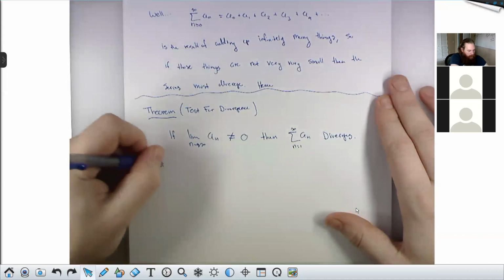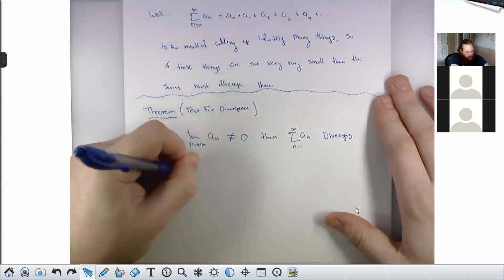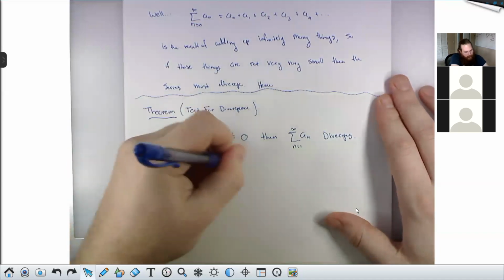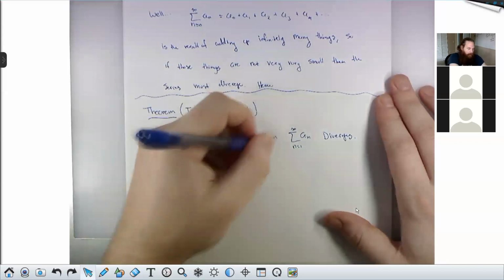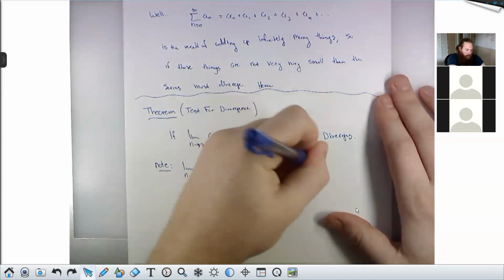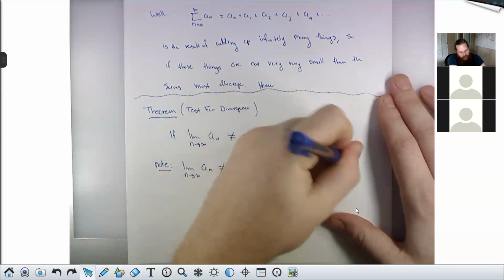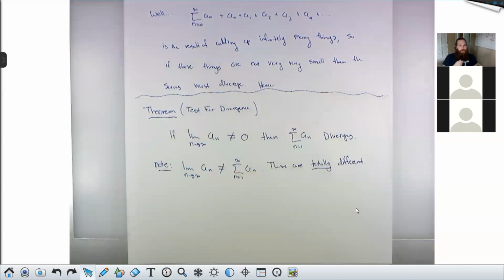So 2 notes. The limit as n goes to infinity of a_n is super duper not the same as the sum from wherever to infinity of a_n. These are totally different. And that might seem super obvious to you right now, but down the line you might forget. You'd be surprised how often I see this.